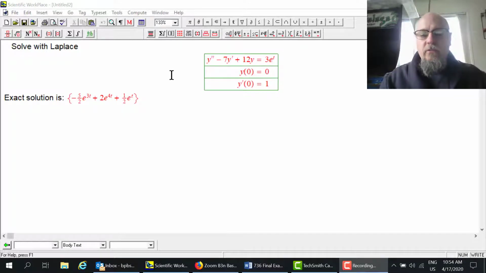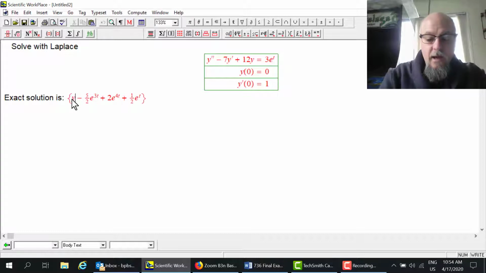So we want to solve this differential equation with Laplace. And I've got the answer here already. I just asked the machine to solve it. But we can see the parts here, right? So this is y equals. I can see the parts here.